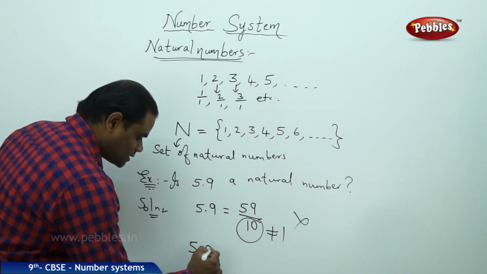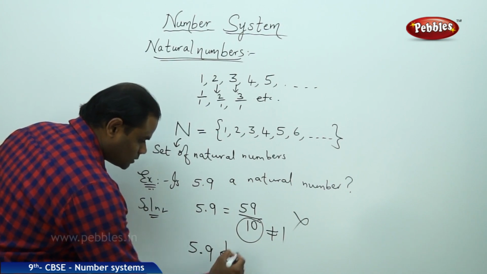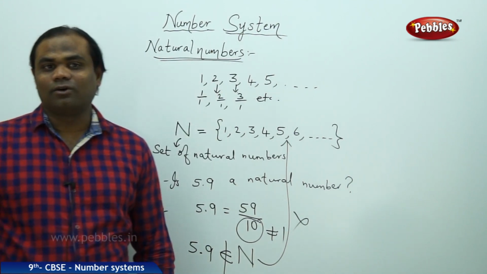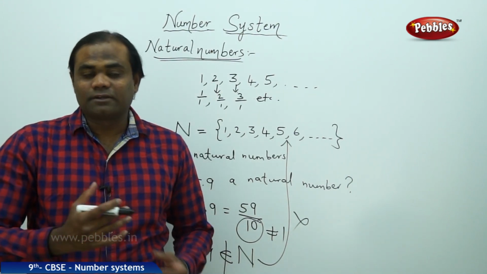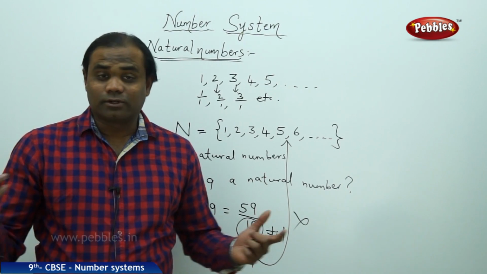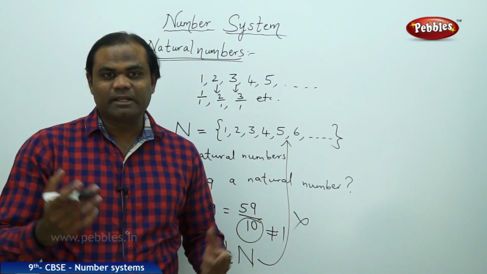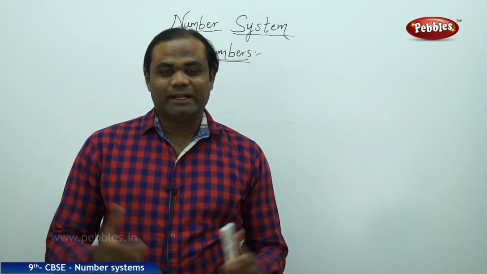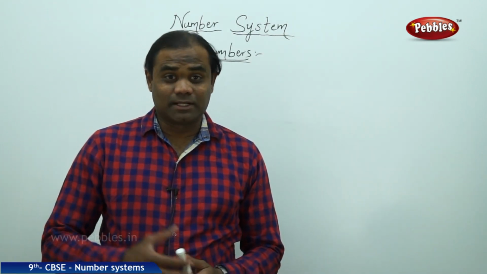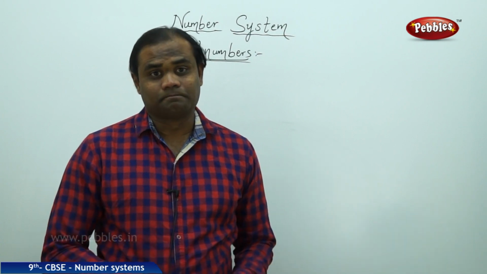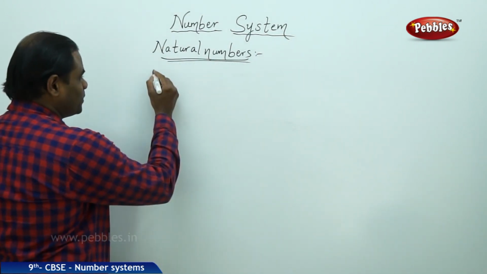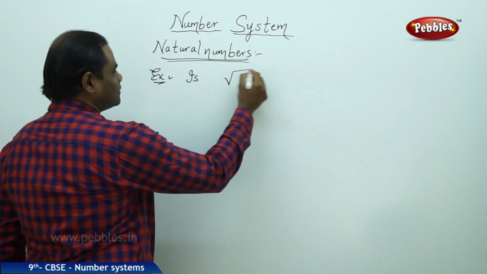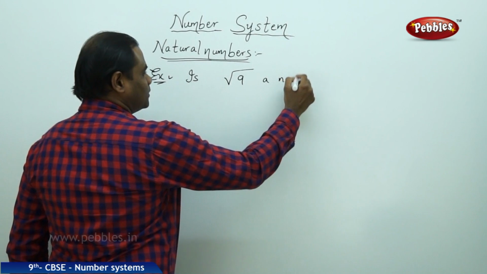And I write this as 5.9 does not belong to the set of natural numbers, is how we understand identifying a natural number or not a natural number. Let's see many other examples to understand the concept better. Now let's see the other types of examples to understand the natural numbers better. For example, my next question out here is, is root 9 a natural number?